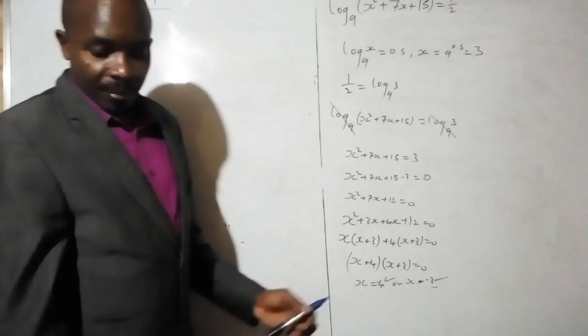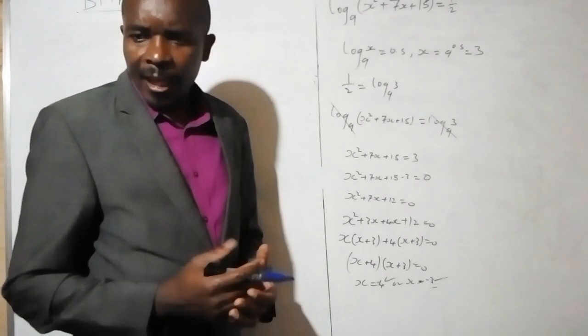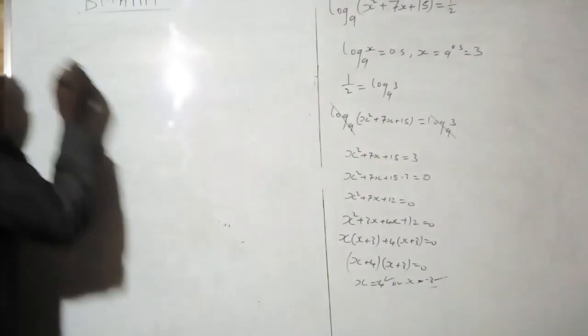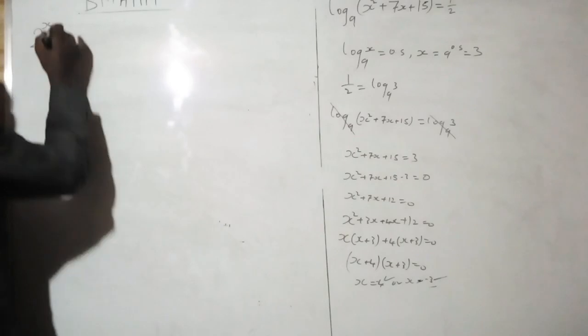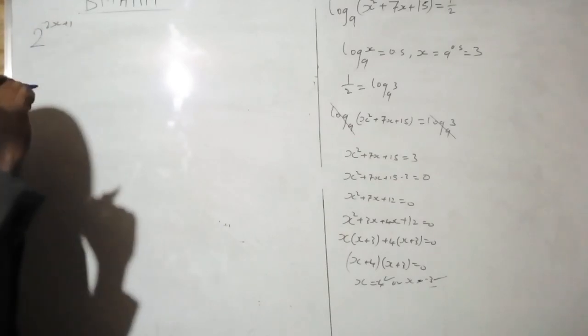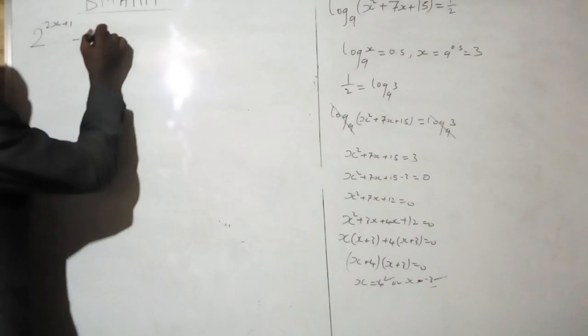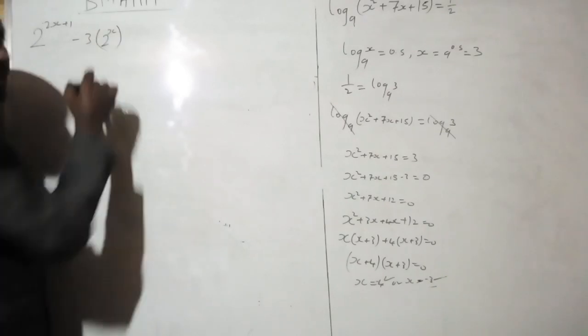Another question that we've been told. So for x, you are given 2 raised to the power 2x plus 1, minus 3 times 2 raised to the power x, plus 1.